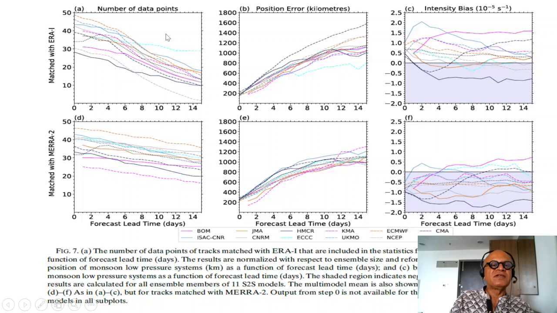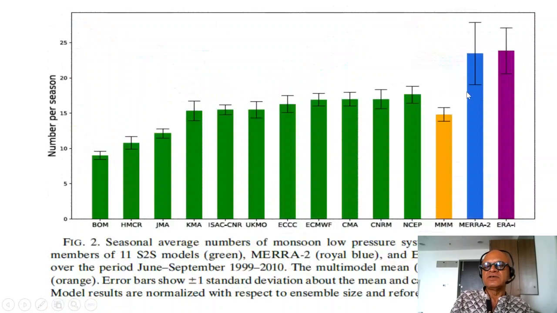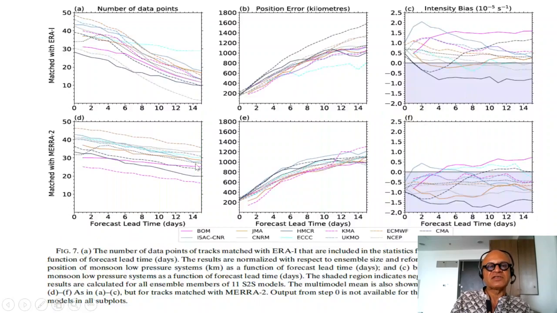So the number of data points and the lead forecast days, you can see that with ERA and Mera, at short lead times in days, the number of data points matching is high and quickly drops off with lead time, which you would expect as skill drops off. But surprisingly, the drop off with Mera is different than in ERA. So the difference that is here is exaggerated here in the forecasts somehow.